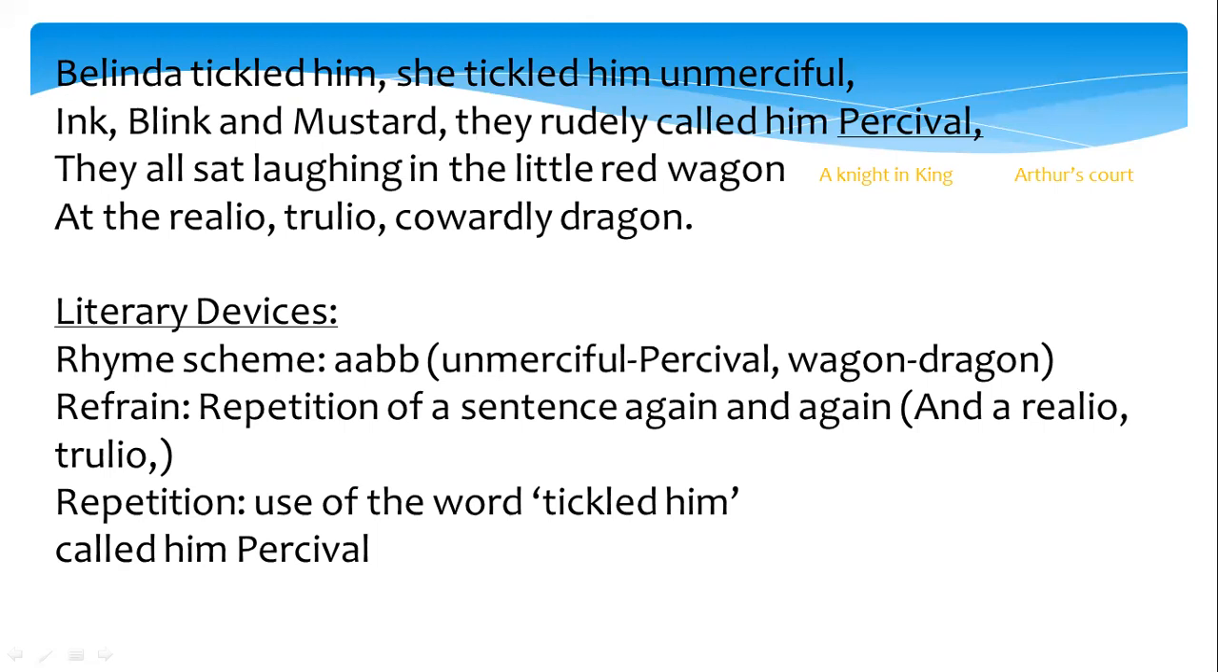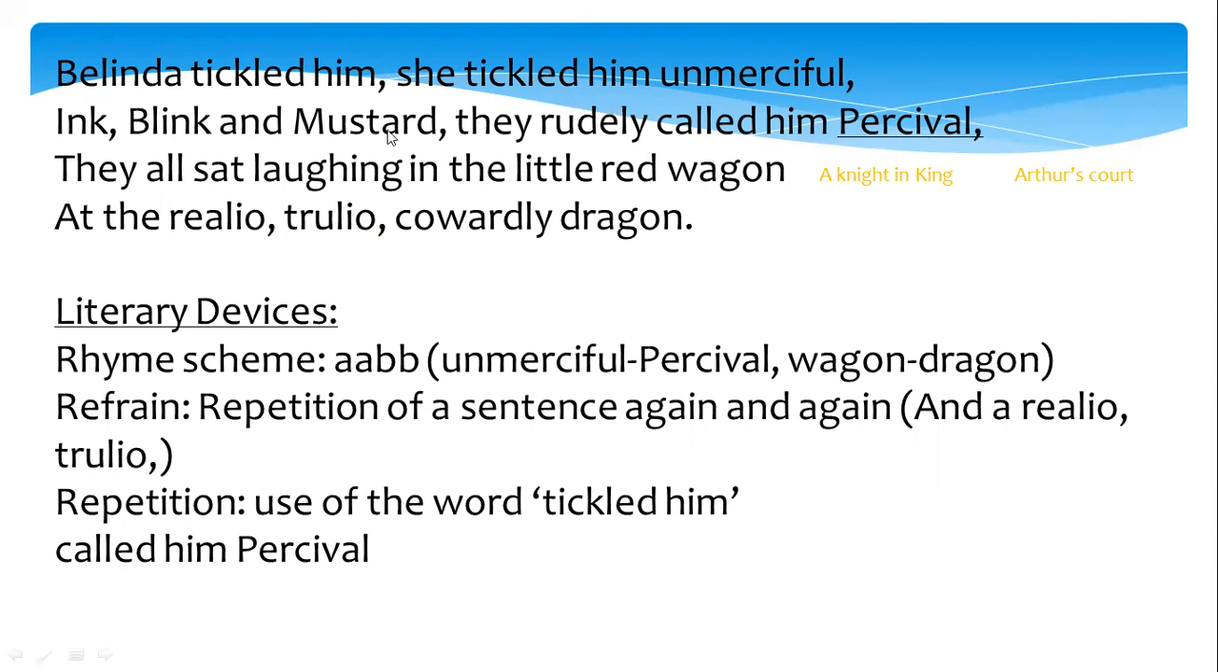So here, let's find the first rhyme scheme here. Merciful, Percival, and wagon compared to dragon. So here rhyme scheme is AABB, and this, as I told you earlier, Really Truly is being repeated in the whole poem. So this is refrain. And the word tickled him, tickled word is repeated twice. So this is here repetition.